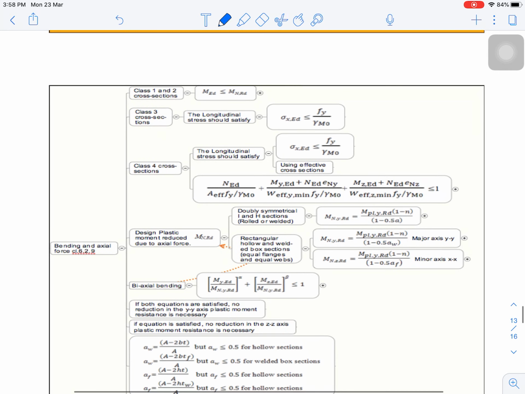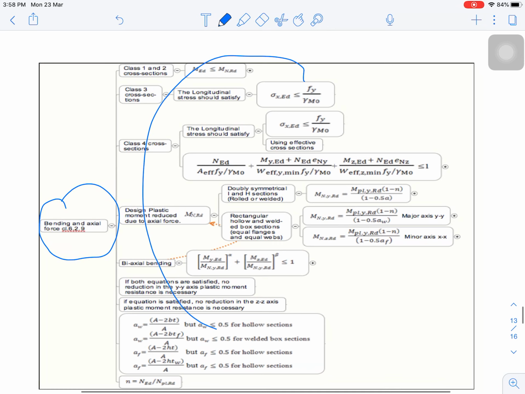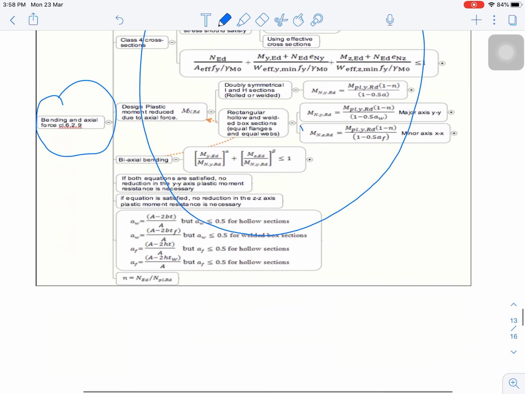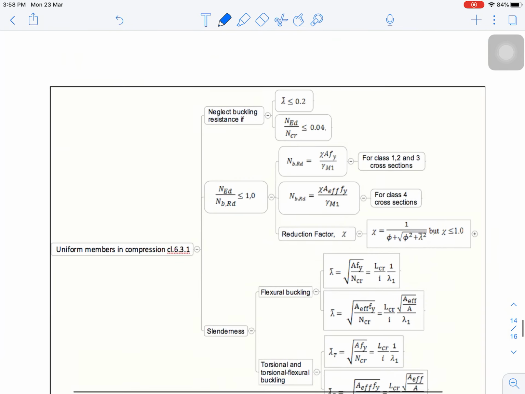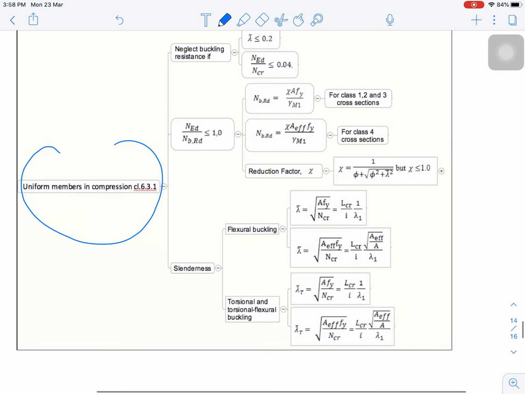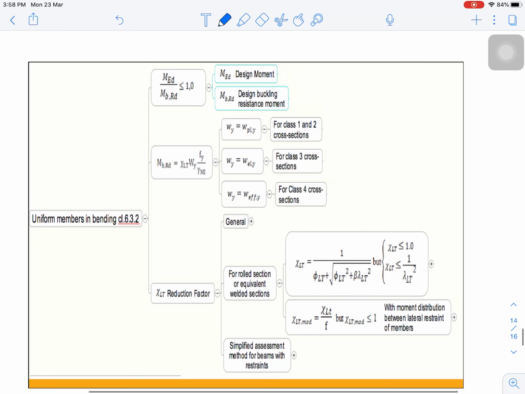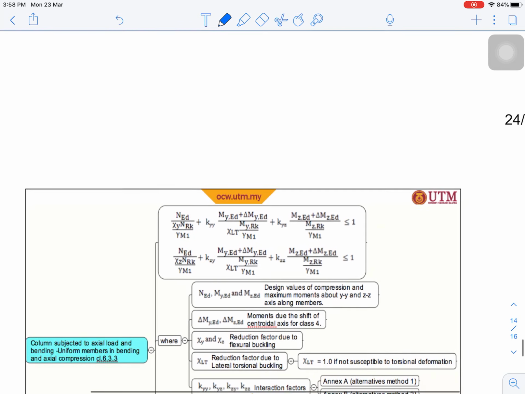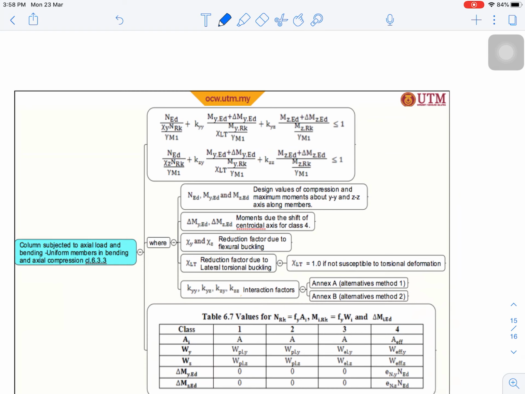But for bending and axial force, in this case, you can see how complicated the formula is, and another one is for uniform members in bending and compression. You can see that the formula is very complicated. It's not that straightforward to follow through all this formulation.